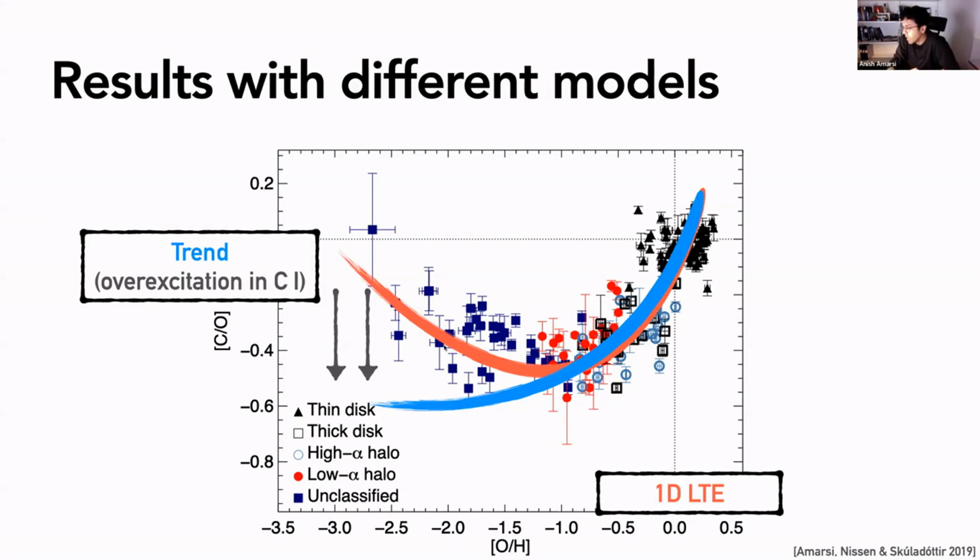When this was reported some 20 years ago, the interpretation was that this trend that you see in 1D LTE could be reflecting, for example, carbon-rich yields from the first stars. So there was some excitement about this signature, this trend of increasing carbon to oxygen towards lower metallicity. But with more advanced models, basically 3D non-LTE models, we see that this trend is actually just a systematic modeling error. Okay, there is no trend, at least down to this metallicity.